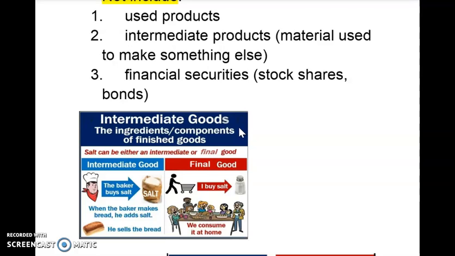Intermediate goods are not final, and we are not going to count them into final goods. Do you know why? Because salt becomes a part of the bread. When you count the bread as a final good, the salt inside has also been counted. So if you include this salt and the bread, you double count salt. Do you get it? Very good.